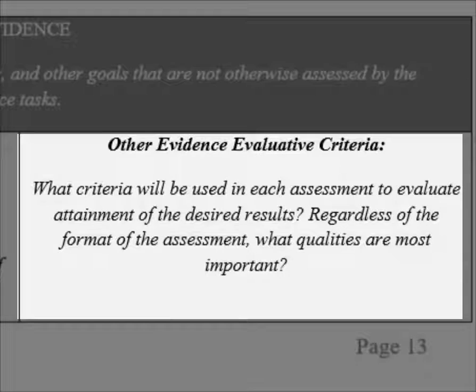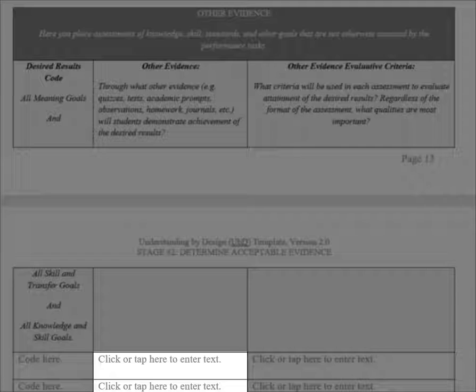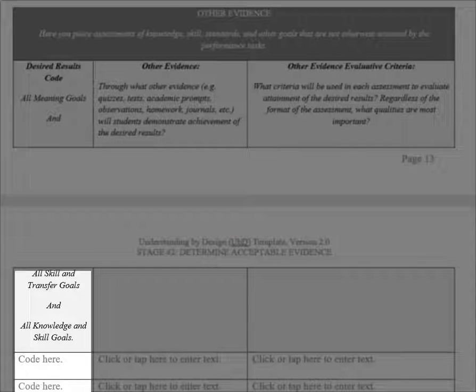acquired. Similar to performance task, we need to create the other evidence evaluative criteria to judge whether or not students fully acquired the lessons. Once other evidence has been identified, enter it here and its evaluative criteria here. Use this column to enter transfer, meaning, knowledge, and skill codes from Stage 1.